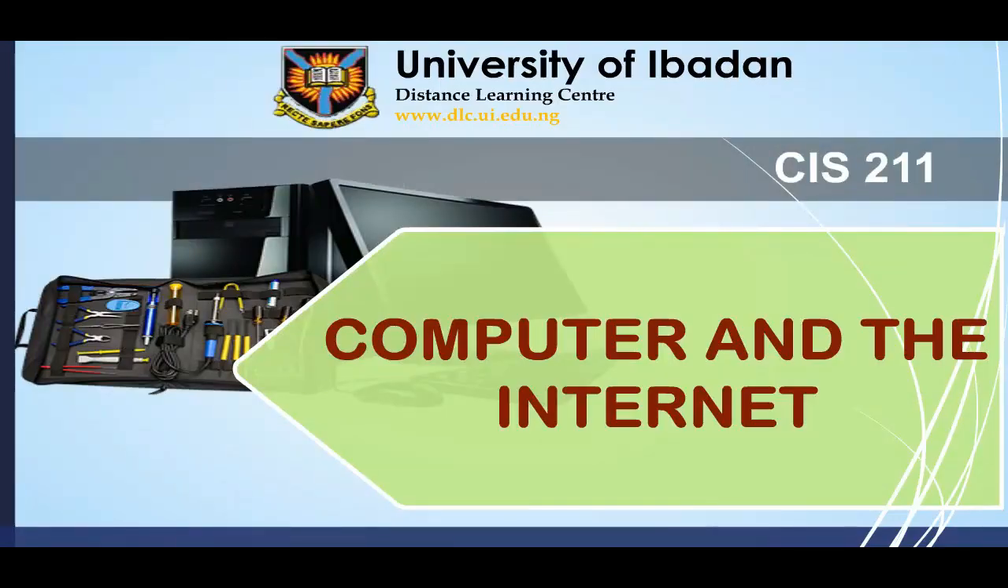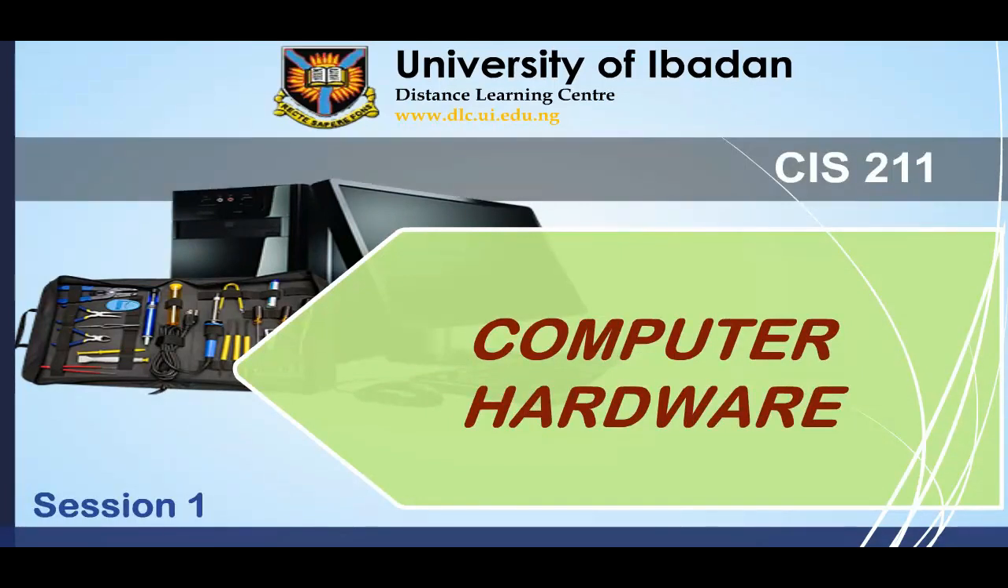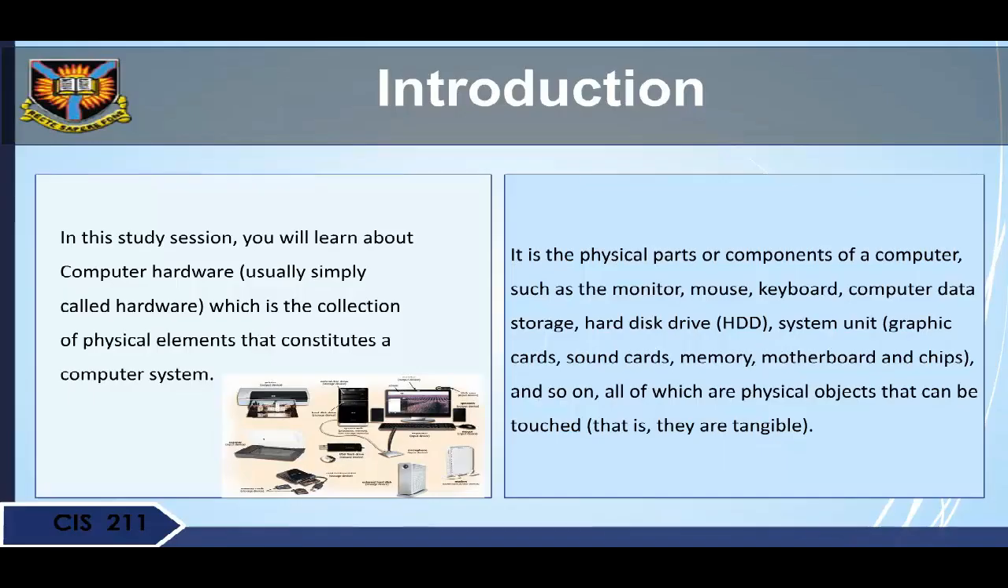Welcome to CIS 211, Computer and the Internet, Section 1, Computer Hardware, Introduction. In this study section, you will learn about computer hardware, usually simply called hardware, which is the collection of physical elements that constitute a computer system.